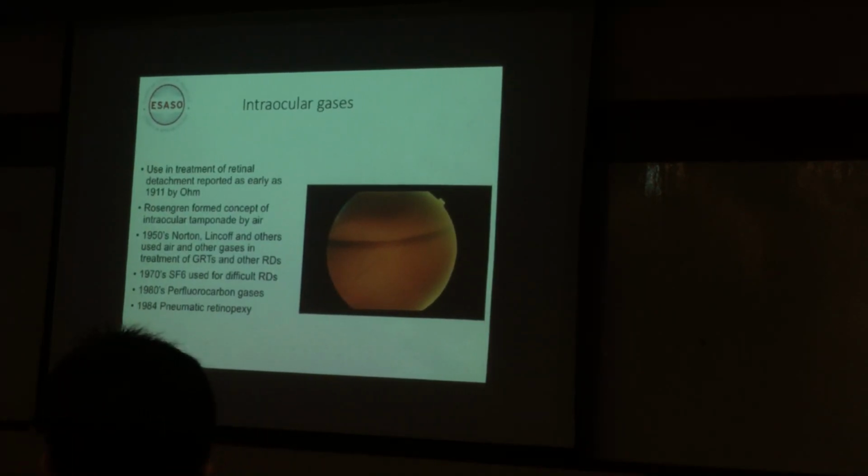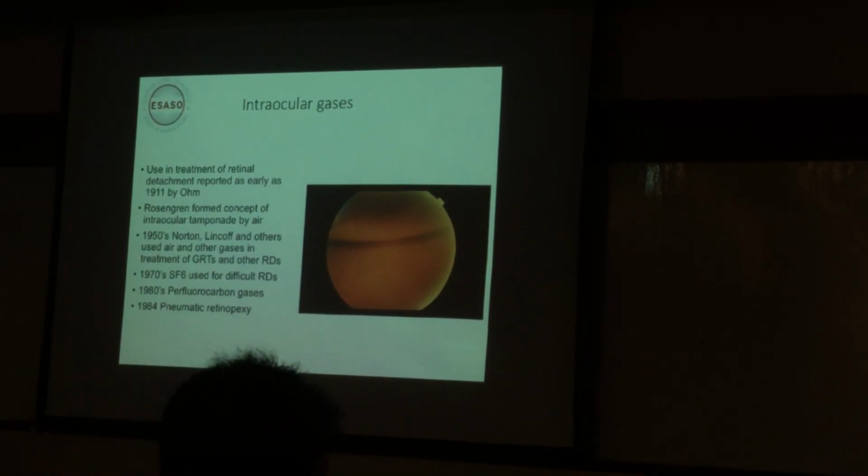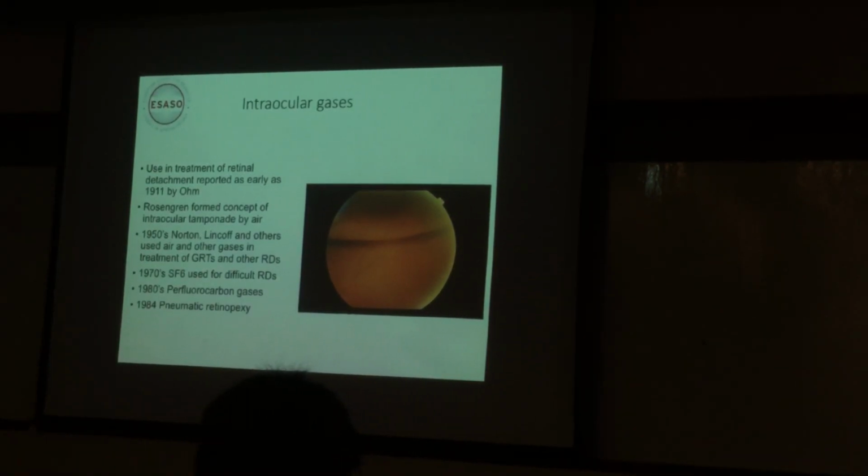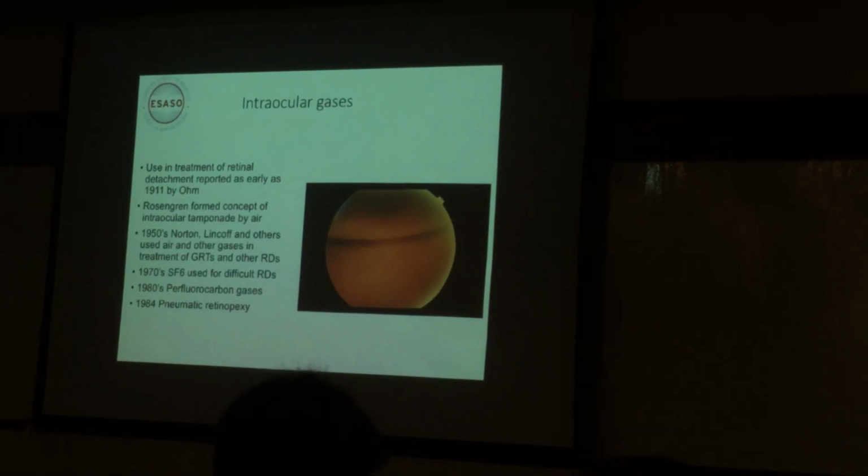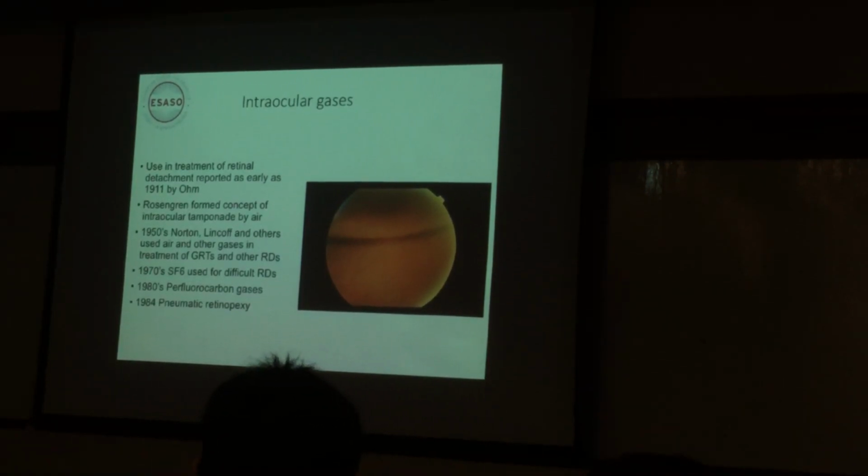So intraocular gases per se have been in use as a treatment of retinal detachment as early as 1911 and were first used by Ohm. It was, however, Rosengren who later formed the concept of intraocular tamponade by air because of the buoyancy. And in the 1950s, Norton, Lincoff, and others used air and other gases in the treatment of giant retinal tears and other complex retinal detachments. So they just used it as an injection into the eye.